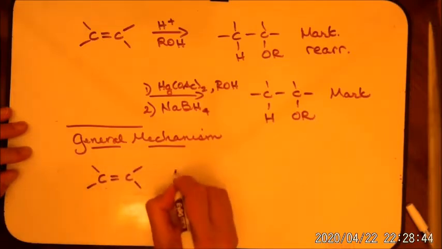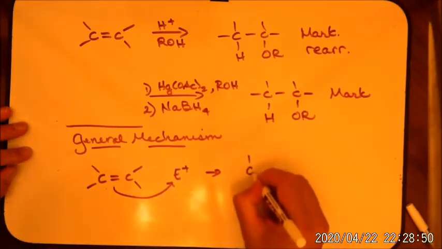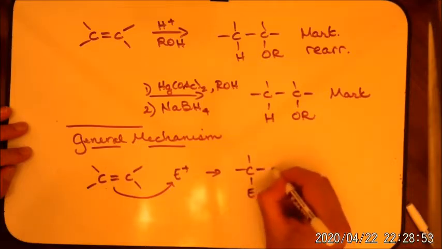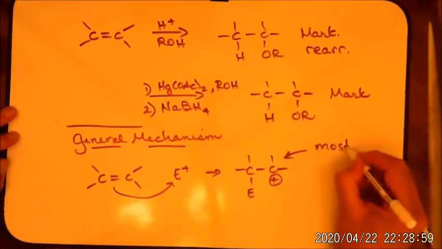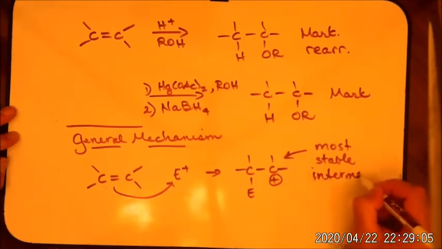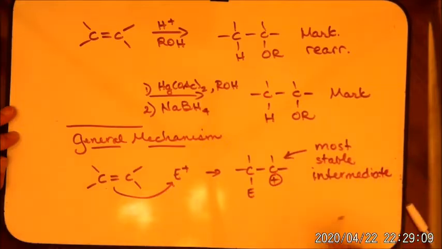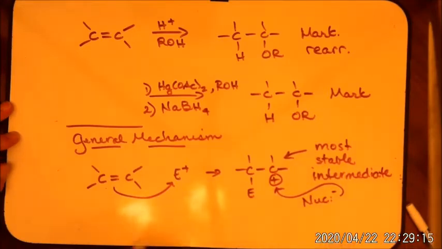the general mechanism for these is you have your electrophile, remember, you're looking for the most stable intermediate. Okay, adding your nucleophile. So your final product is an addition across your double bond. Okay? Alright, so let's go on to our next set of reactions.